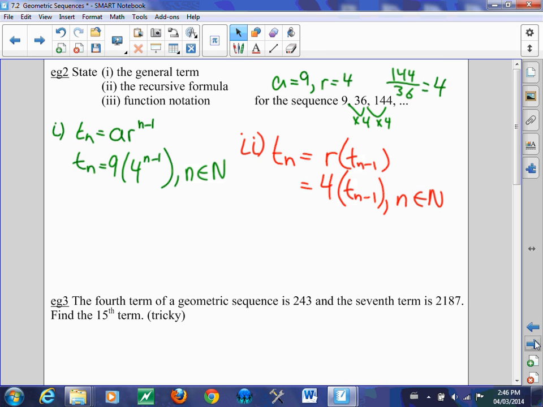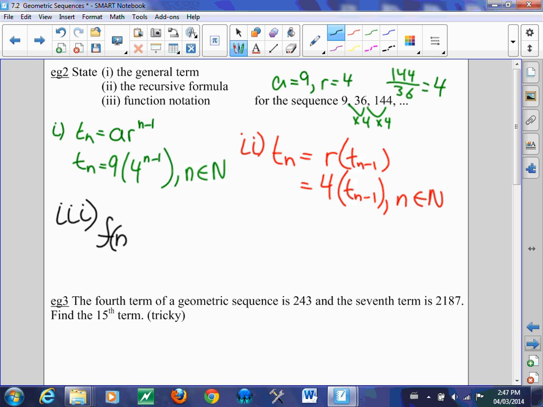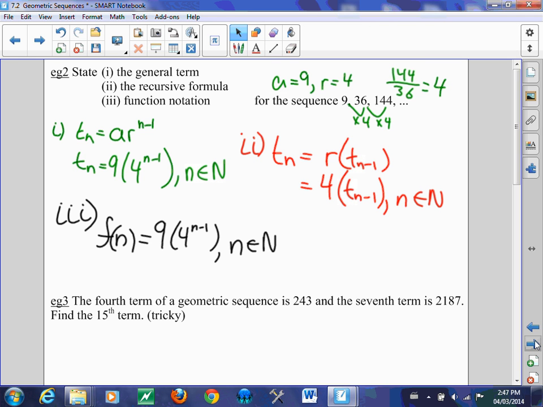And the last one, ladies and gentlemen, is function notation, which if you're planning to take grade 12 functions, you've got to make sure you know how to do this. You just replace it, so it's going to be f at n equals 9 times 4 to the n minus 1. And don't forget that n belongs to the set of natural numbers. All right.